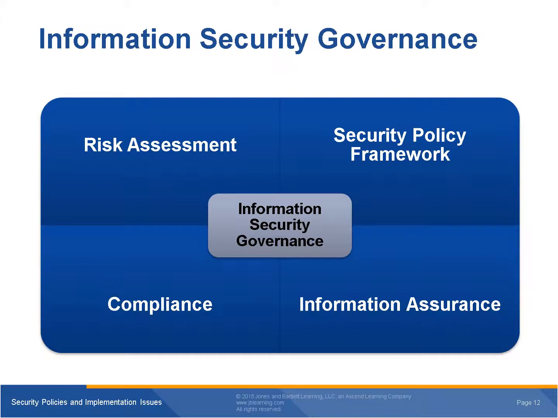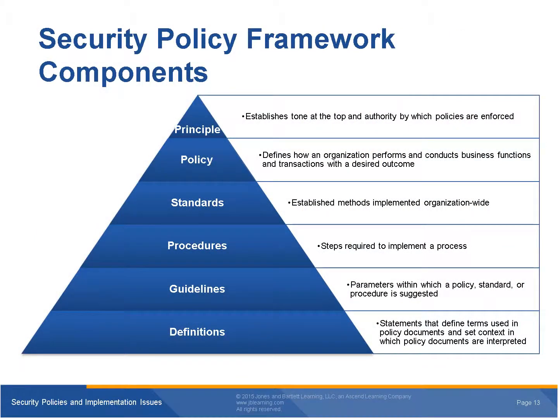Then we have information security governance, and that includes different aspects such as risk assessment, security policy framework, information assurance, and also compliance. For the security policy framework components, we have a pyramid. At the top, we have the principle that establishes the tone at the top and the authority by which policies are enforced. Then you have the policy, which defines how an organization performs and conducts business functions and transactions with a desired outcome. Then you have the standards, which establish methods implemented within the organization.